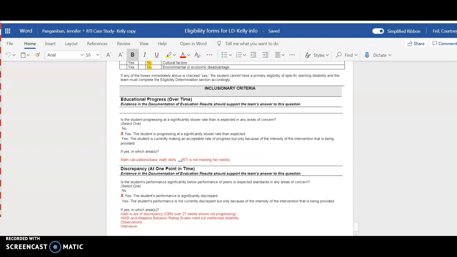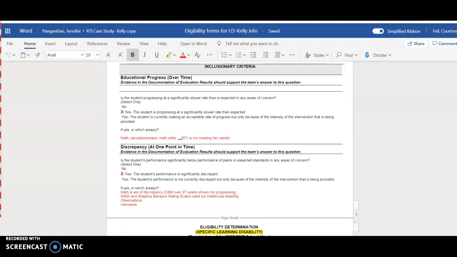Moving down to inclusionary criteria, this is talking about the student's educational progress over time. So they're really looking for whether or not the student is progressing at a significantly slower rate than is expected in any areas of concern. And there are 3 options. You can check no if you have found that the student is not progressing at a significantly slower rate. Or there are 2 different yes options. Either yes, the student is progressing at a significantly slower rate than expected, or the student is making an acceptable rate of progress, but only because of the intensity of the intervention that's being provided.